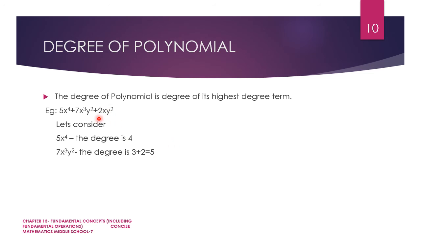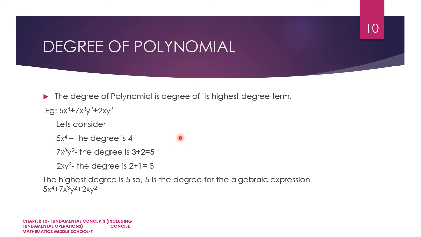Now let's take the third one. That is 2xy square. What's the degree of this? For x, you don't have any exponent written, so it can be considered as 1, and y has 2. So 2 plus 1 is 3. Among these three, which number is highest? Which is the greatest? Normally 5 is the greatest. So the degree of the polynomial is 5. So 5 is our answer.